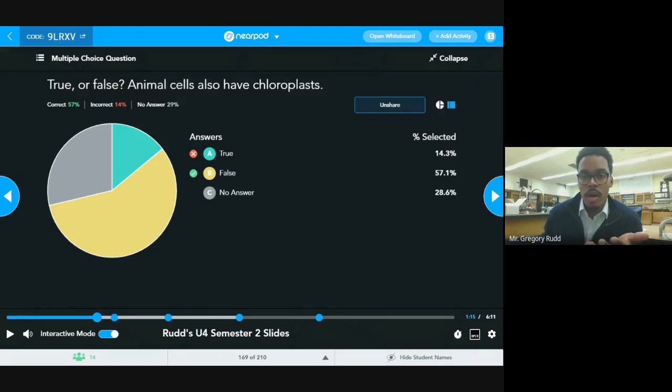Plants, of course, for the most part, are not eating other species, so they need to make their own food. And the process by which they make their own food is, of course, called, well, we'll find out shortly.